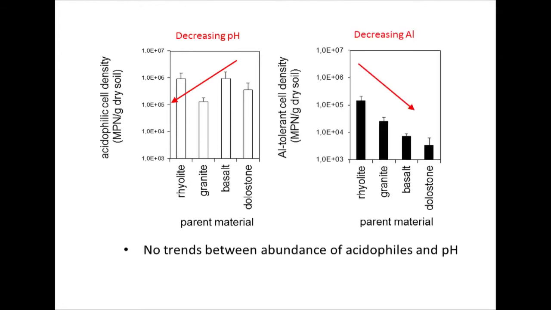Conversely, though, with the aluminum additions, we saw a predictable pattern. We saw that the soils that have higher amounts of aluminum, that's because of the parent material underneath, have higher abundance of aluminum-tolerant heterotrophs.